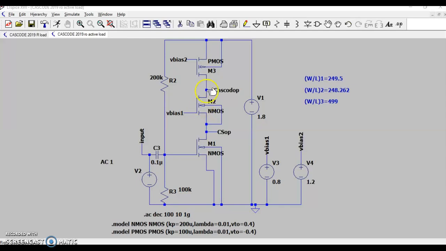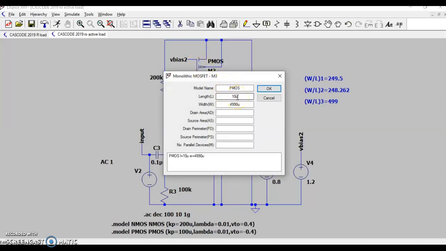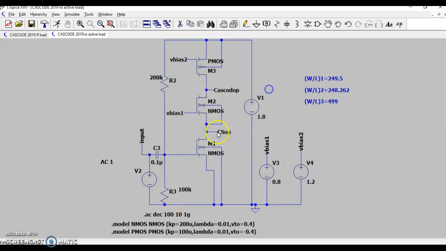If we look at the dimension of this particular transistor, which is 499, it should be the W/L ratio. If you can see here, this is 10 micron length and 4990 width, and similarly we have the dimensions of M1, M2. As per the design, I have listed the dimensions of M1, M2 and M3. Again, we can find out the gain of this amplifier, which happens to be 59 dB. Let me run this.